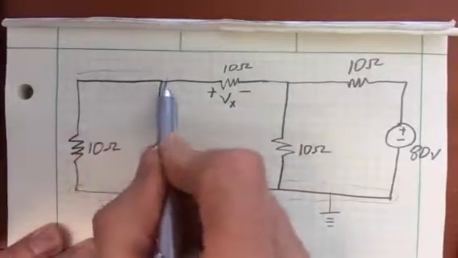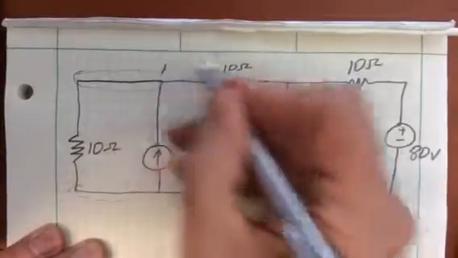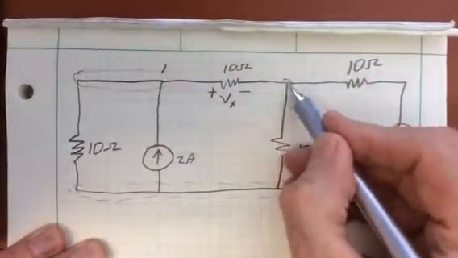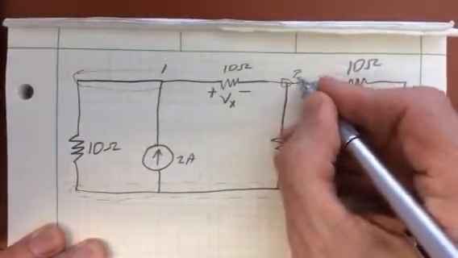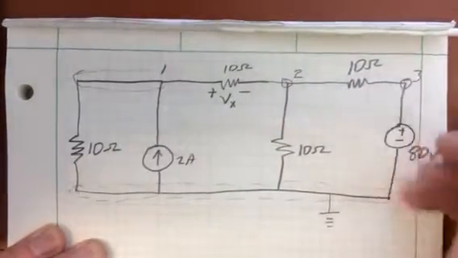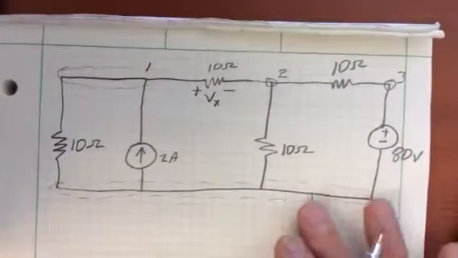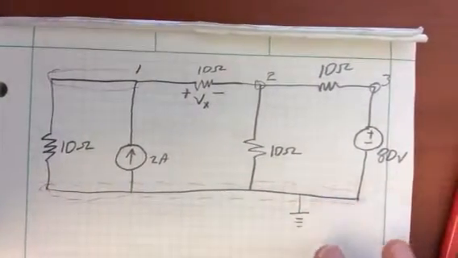What other nodes do we have? Well, we have one node right there, so we're going to call that node 1. We've got another node here. Let's call that node 2. And we have another node right over here, and let's call that node 3.